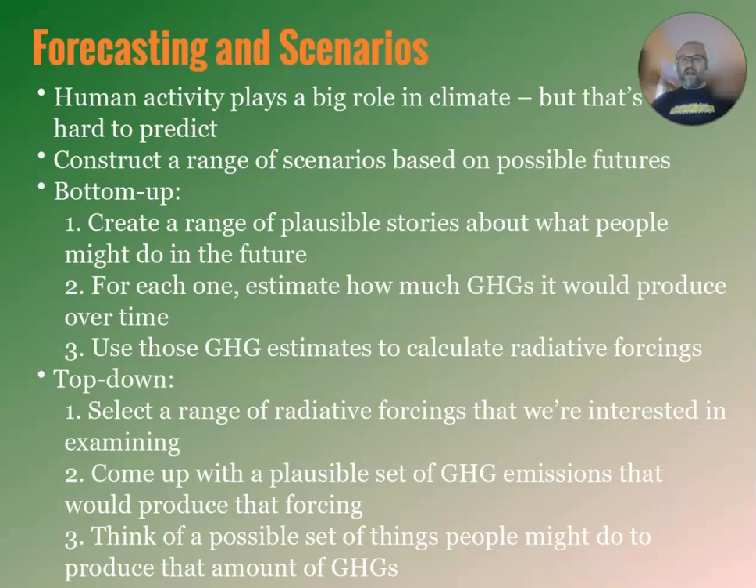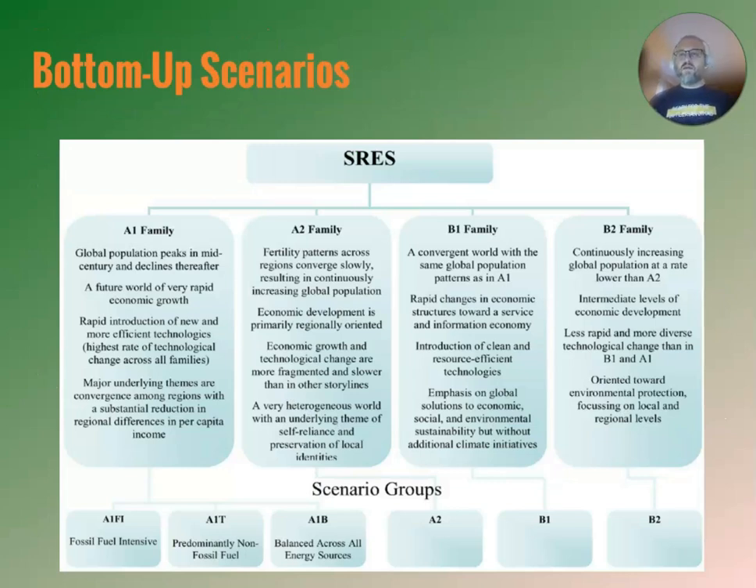So bottom up and top down. And this is another case where neither one of these is inherently superior to the other. They're each useful for different kinds of applications. And in your exercise, you're going to be exploring both bottom up and top down scenarios in a simplified climate model. So some of the scenarios you're going to be looking at are ones that have been used in those IPCC reports. So these big reports that are summarizing the state of climate science.